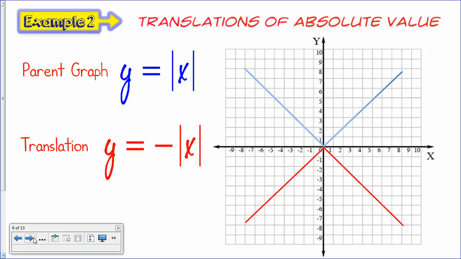Now, remember what I said. Everything works off the what? Parent graph. If I put a negative in front of the absolute value, what does it do to my graph? Flips it down. Okay? It's still a slope of what? 1 over 1.